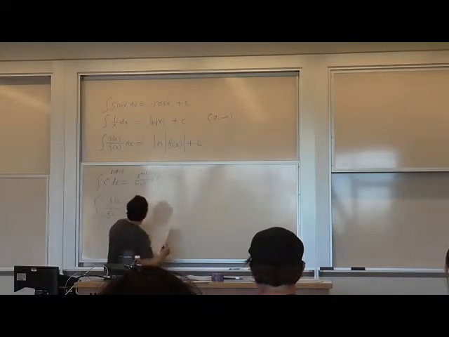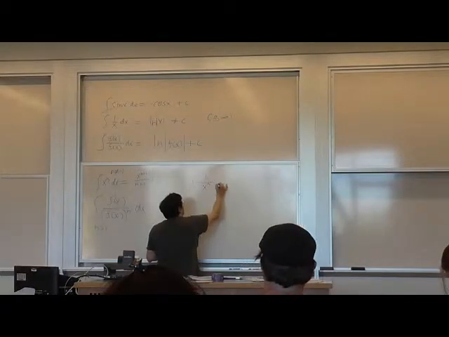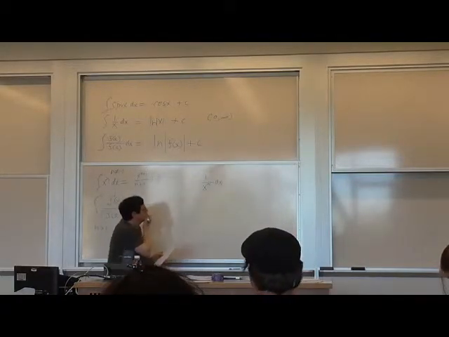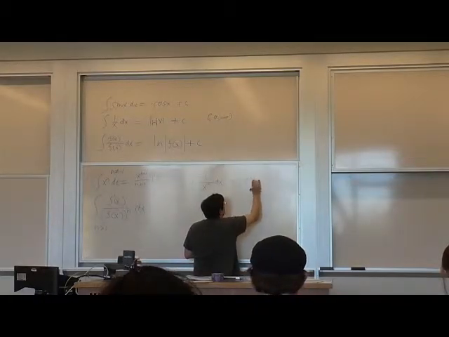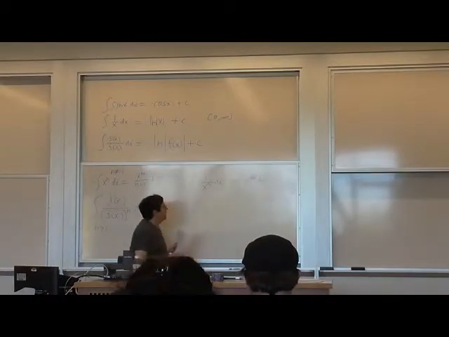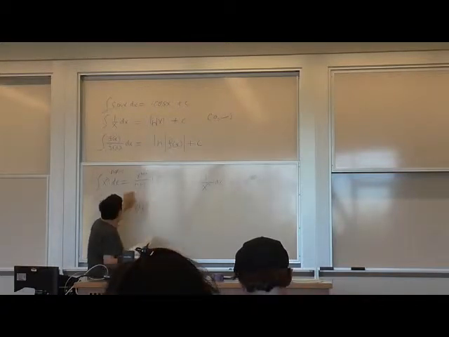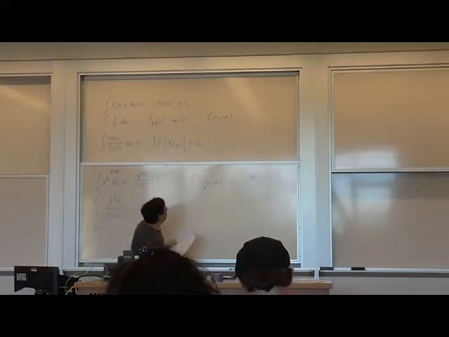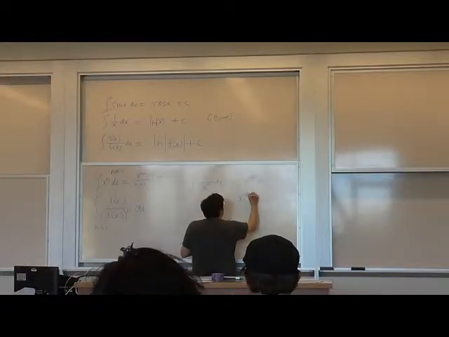Well, what about something like 1 over x to the n? That's really x to the minus n. And it turns out we can still use the power rule on this, can't we? Right, we can still use this. This is just x to the minus n plus 1 over minus n plus 1.